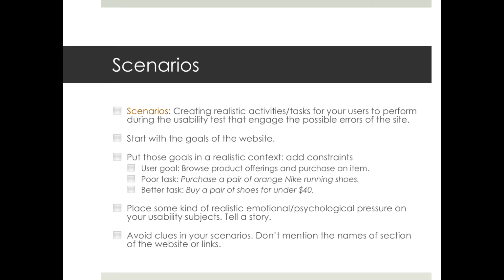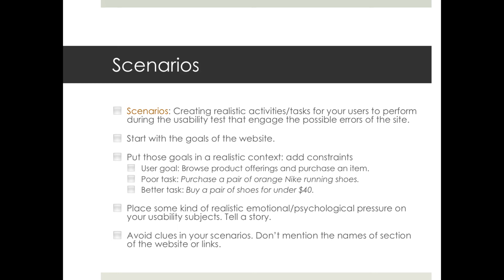So think about goals here. Let's say you want to see how easy it is to browse and purchase from Nike's website. A poor task would be purchase a pair of orange Nike running shoes. A better task would be buy a pair of shoes for under $40. Notice this second task accomplishes both parts of the user goal, which is browsing product offerings and purchasing an item.